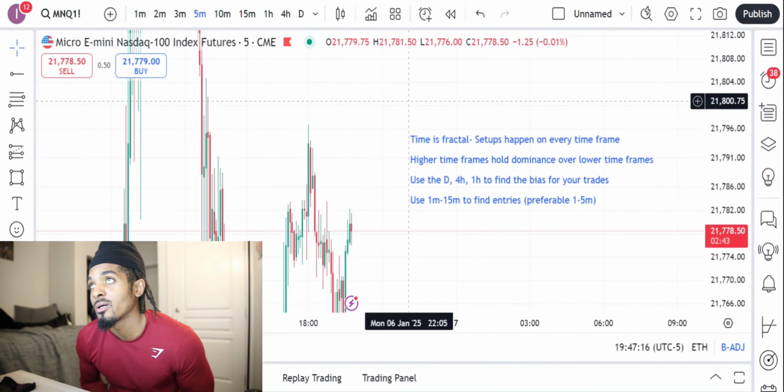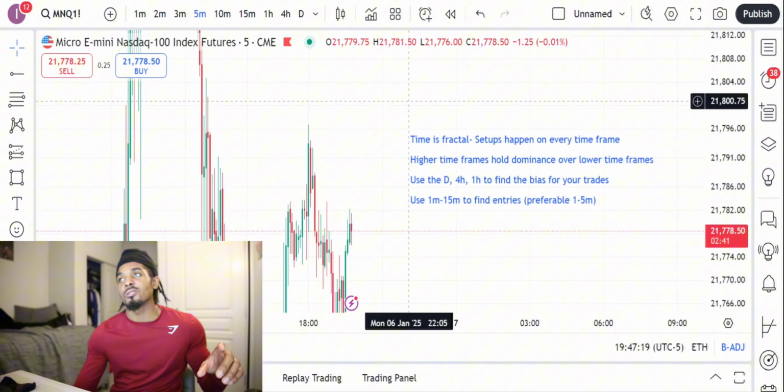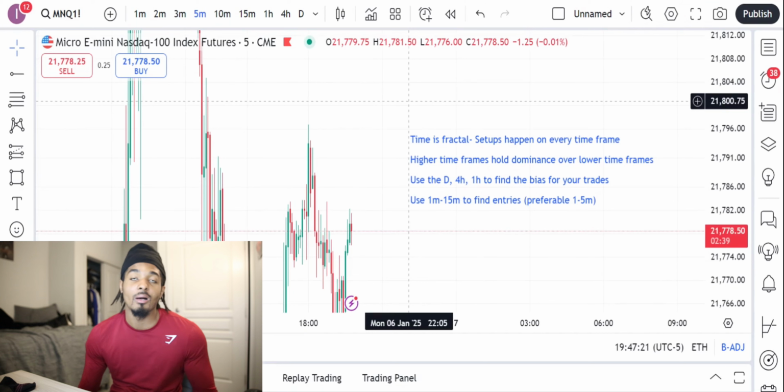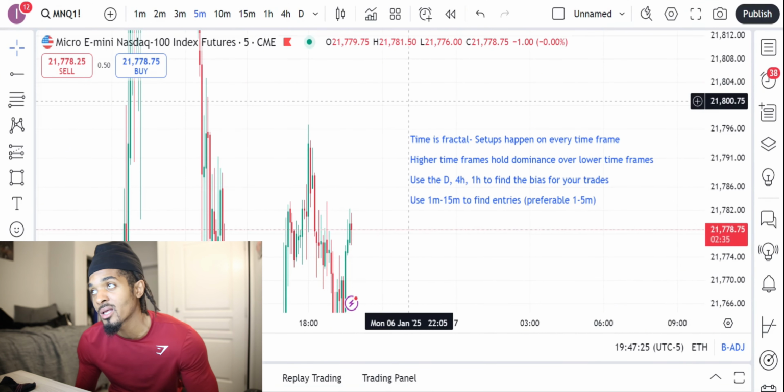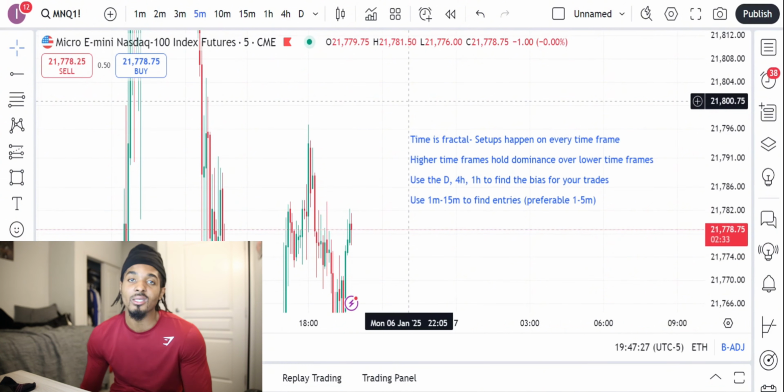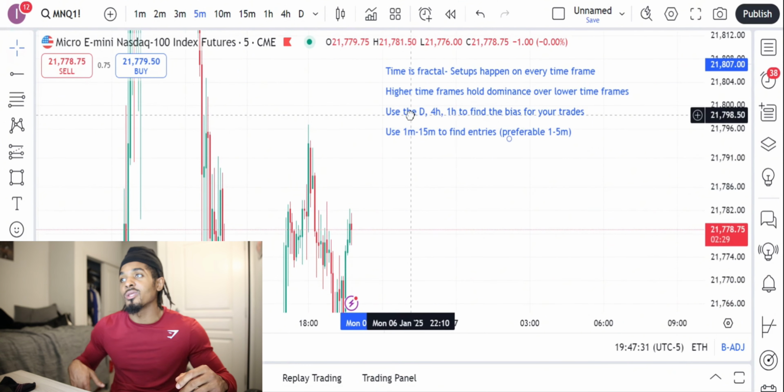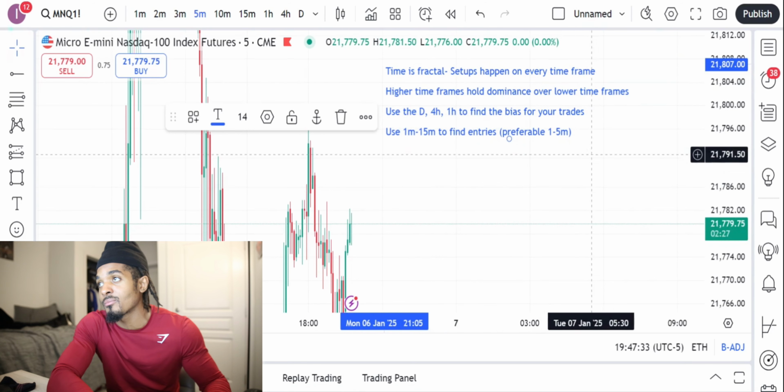And then like the time frame alignments, the time frames that align with each other, I'm not gonna lie, I never really pay attention to that while I'm in the charts and while I'm trading. It's just something good to know, something to keep in your notes, that this time frame aligns with this time frame. Oh yeah, another thing I want to get into is macros.